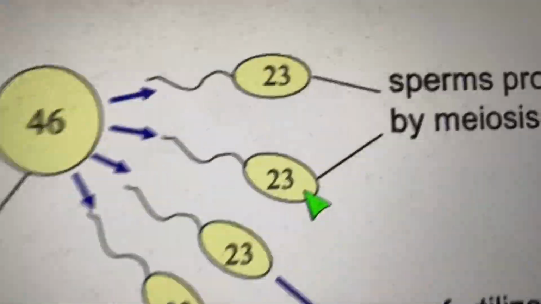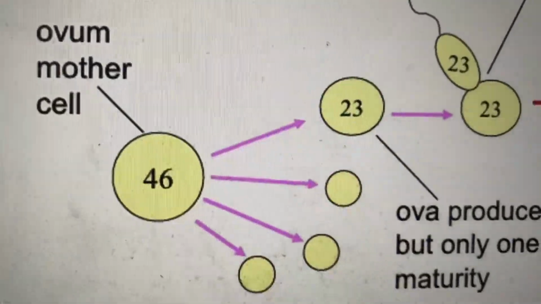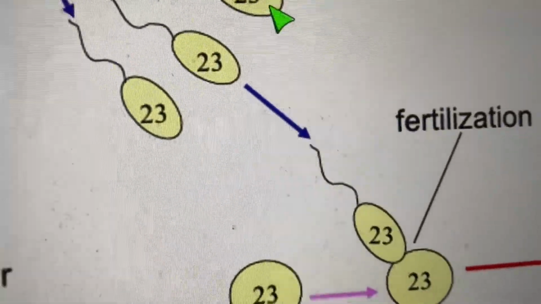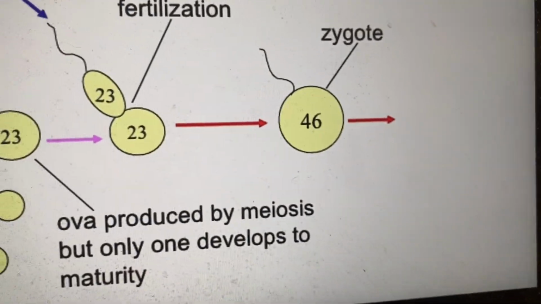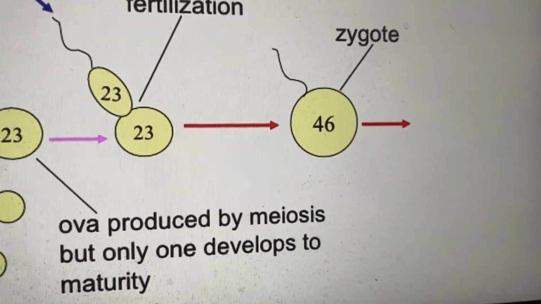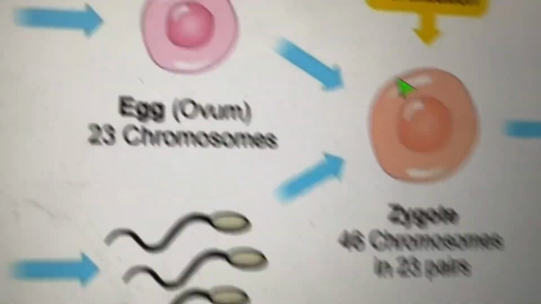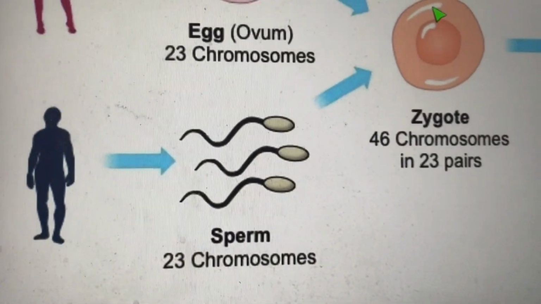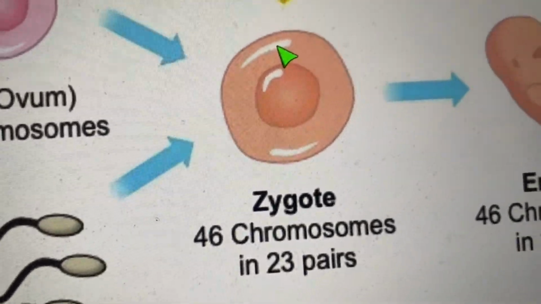And of course, the small gamete we call the sperm, and the large gamete we call the egg. They each have 23, so 23 plus 23, and after fertilization we get a zygote with 46 chromosomes. That makes sense. But what's interesting is that 23 chromosomes come from mom, from the egg, and 23 from the sperm.